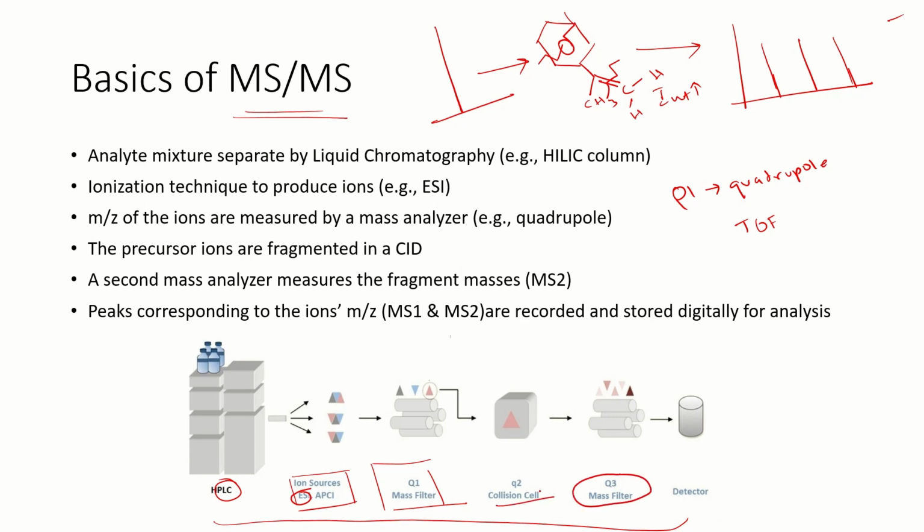This is the collision cell here. This is actually where the fragmentation process is happening, and after this we can use the detector and store the peak information. This is the MS2 information digitally for our analysis. This is the basic tandem MS that I wanted to introduce you to.